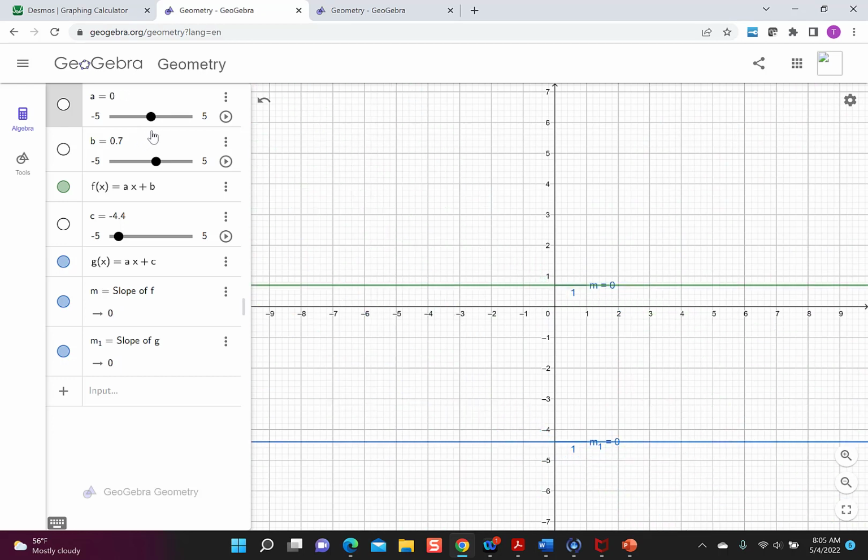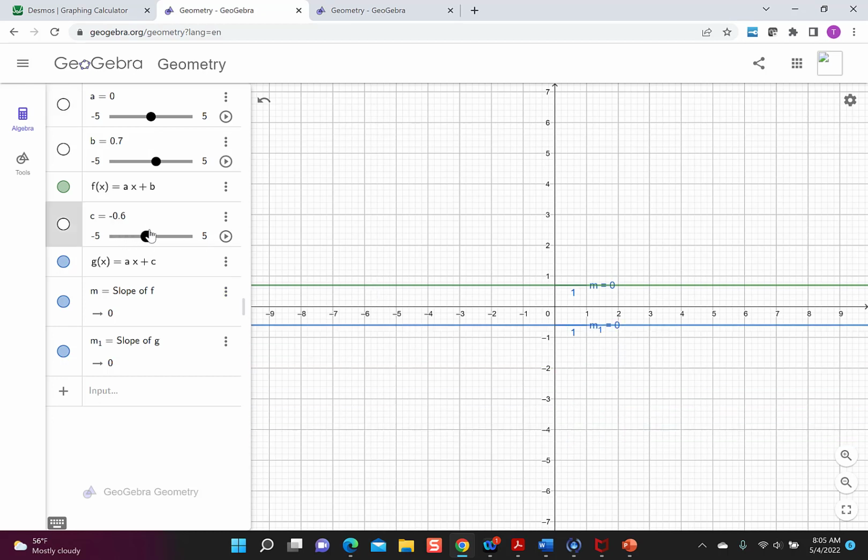If I made them both have a slope of 0, I would have two horizontal lines, and again, I can see that distance between them. That distance can change. It can get closer together, can get farther apart, and we can put them on top of each other and have just one line.